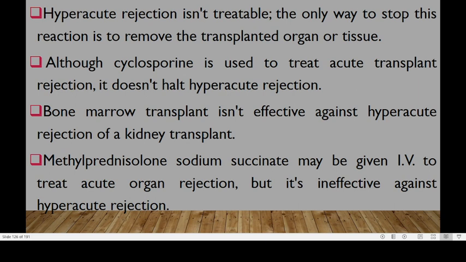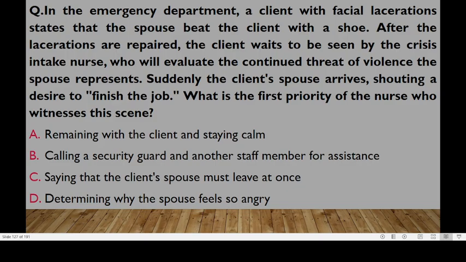Although cyclosporine is used to treat acute transplant rejection, it doesn't halt hyperacute rejection. Bone marrow transplant isn't effective against hyperacute rejection of a transplant kidney. Methylprednisolone sodium succinate may be given IV to treat acute organ rejection, but it's not effective against hyperacute rejection.